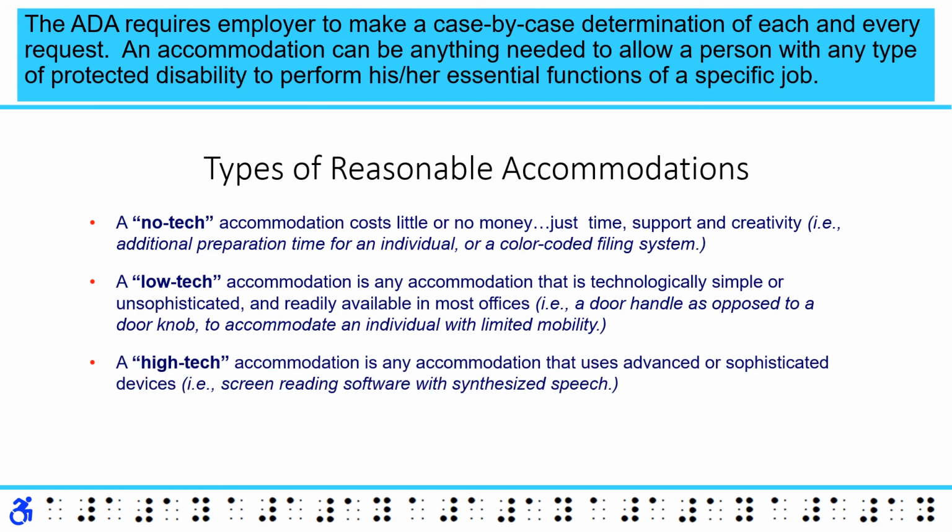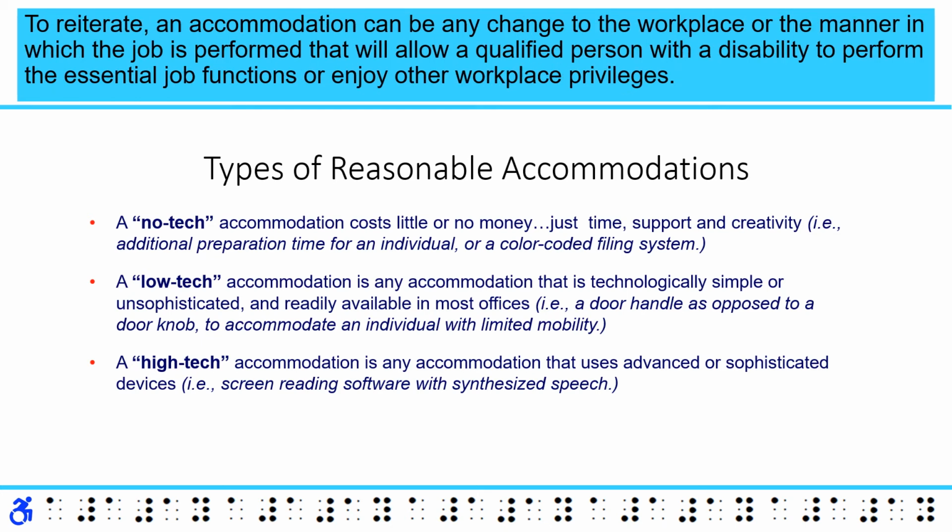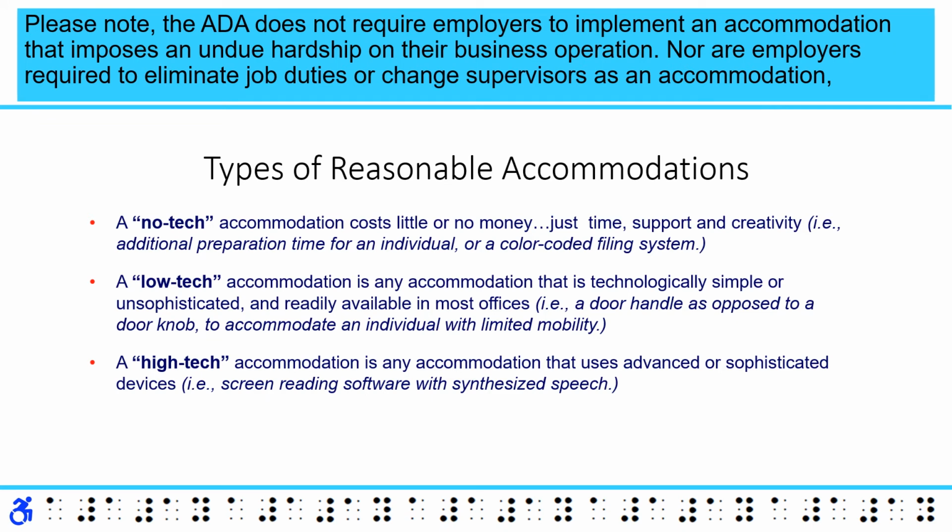The ADA requires employer to make a case-by-case determination of each and every request. An accommodation can be anything needed to allow a person with any type of protected disability to perform his/her essential functions of a specific job. To reiterate, an accommodation can be any change to the workplace or the manner in which the job is performed that will allow a qualified person with a disability to perform the essential job functions or enjoy other workplace privileges. Please note the ADA does not require employers to implement an accommodation that imposes an undue hardship on their business operation. Nor are employers required to eliminate job duties or change supervisors as an accommodation.